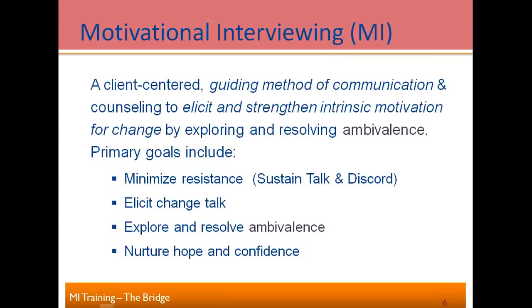Now, I really appreciate whoever shouted out change, because change is ultimately what motivational interviewing is. It's a way to help people change their behaviors. But first and foremost, I want us to think about listening. The second thing I want us to think about is ambivalence.